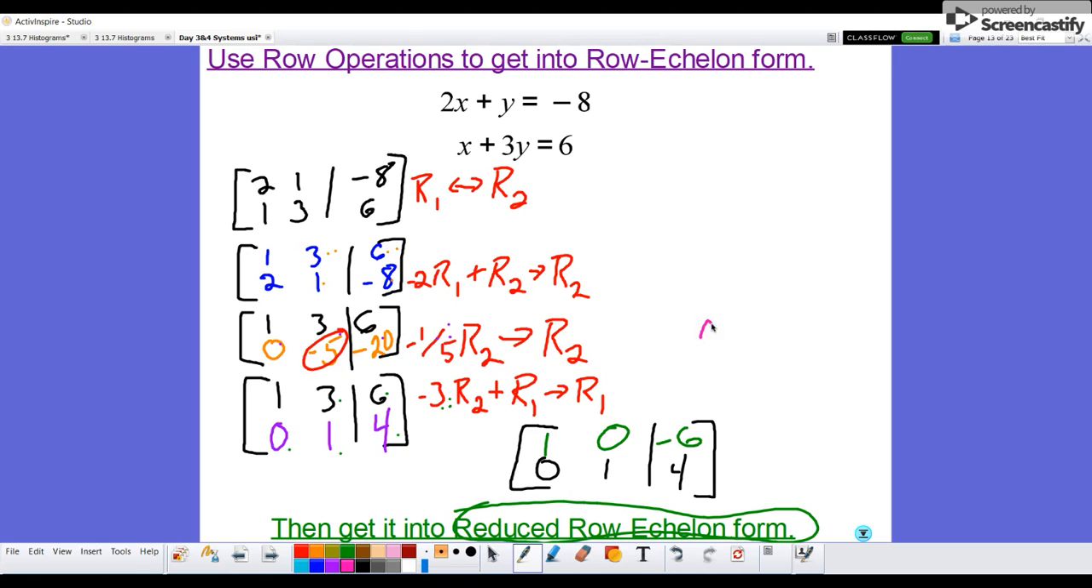We can convert it back. X equals negative 6 and y equals 4. And that is a solved matrix. It's a 2 by 2, all done. I'm going to do another one now.